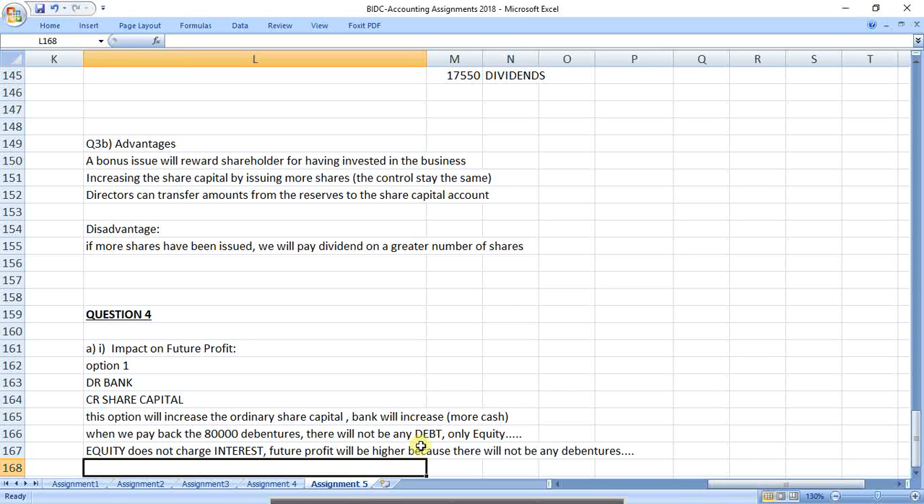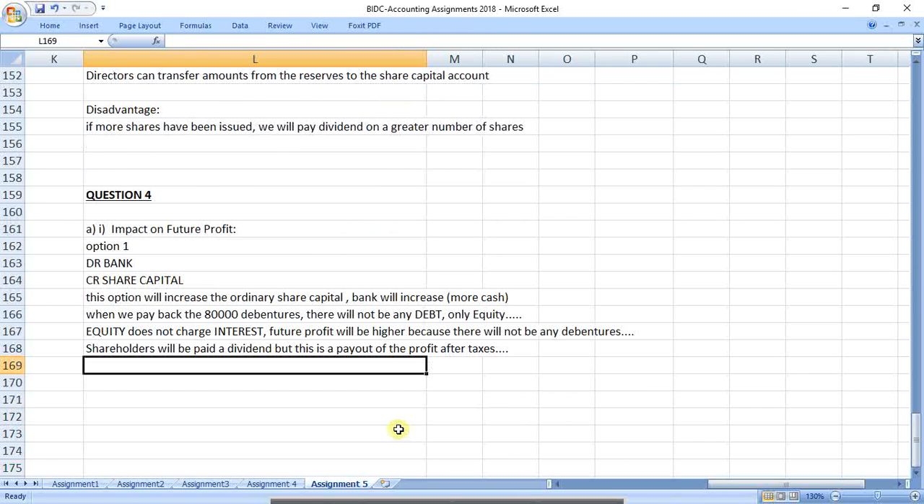Okay, but a dividend is going to be paid out after profit. Okay, we can just mention that last bit. Shareholders will be paid a dividend, but this is a payout of the profit after taxes. Okay. Right, that's A1. That's option one. Okay, so we've described the first option.